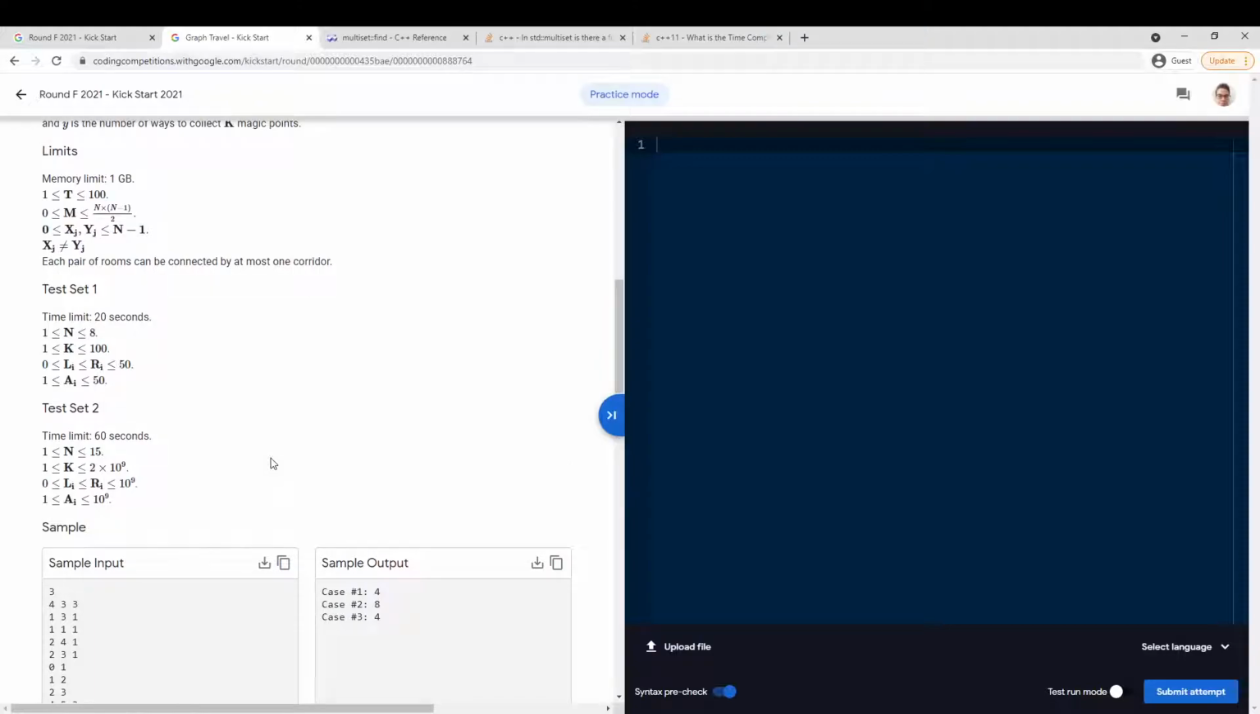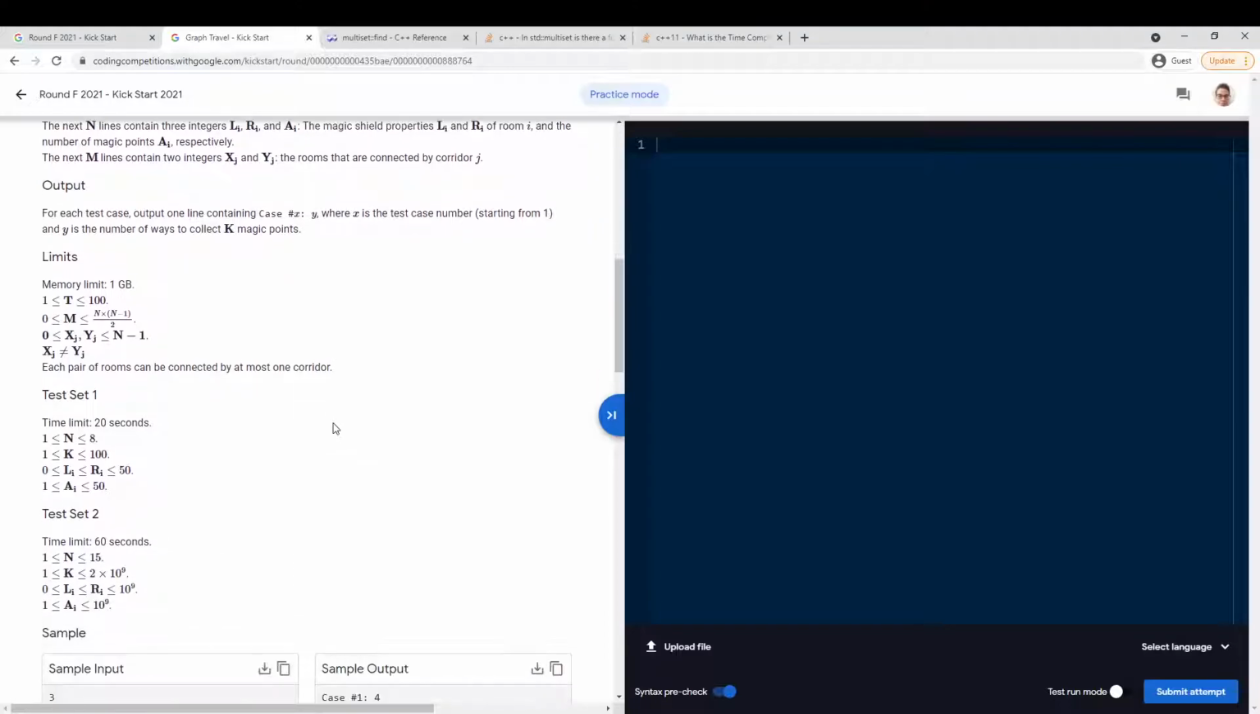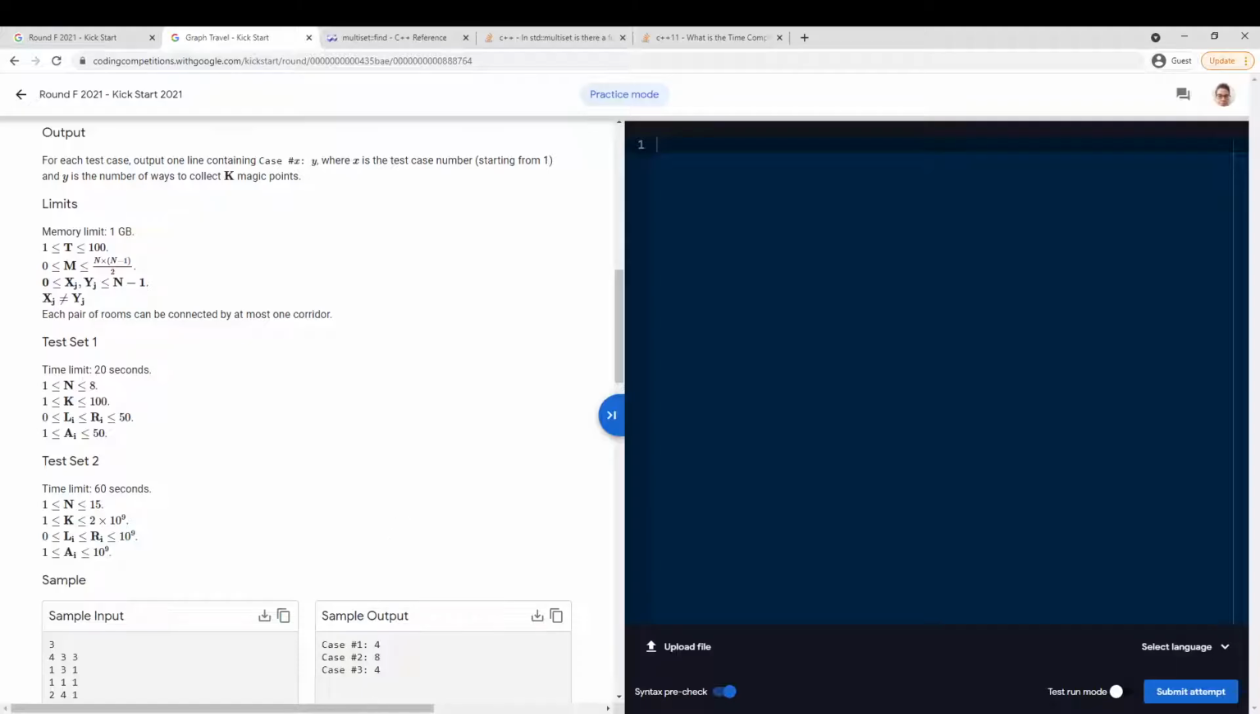Okay. Because n is so low, I think we can do a 2 to the n DP sort of. Yeah, in fact, it might just literally be a DP. The idea is we have a room that we're in and which rooms we've been to, and the question is how many ways there are to get to k from there. So let's give that a shot.